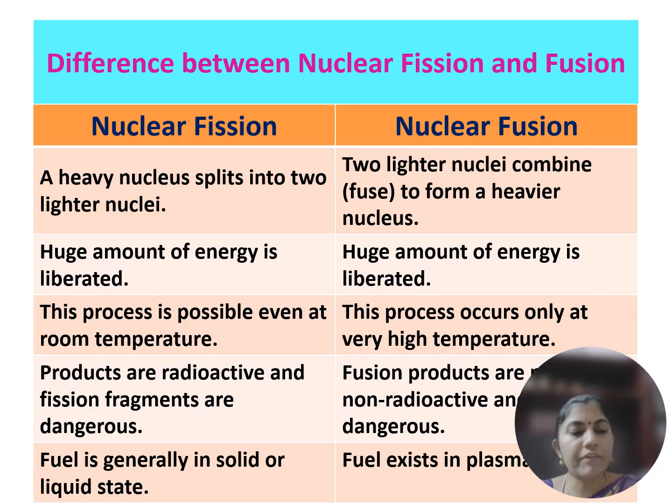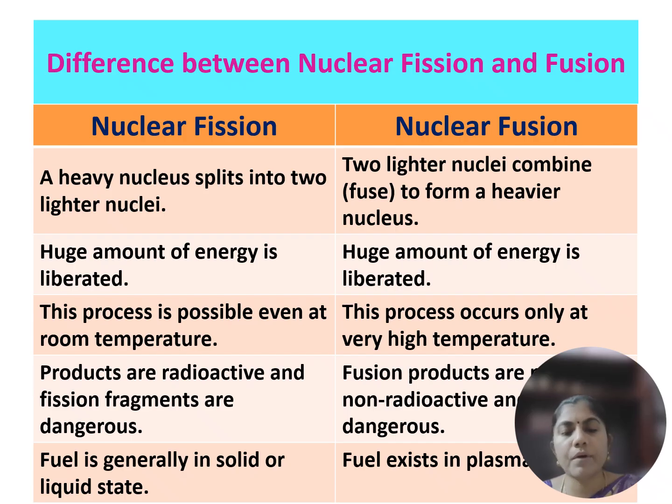Let's now briefly compare nuclear fission and nuclear fusion. In nuclear fission, a heavy nucleus splits into smaller nuclei. In nuclear fusion, two lighter nuclei combine to form a heavy nucleus. In nuclear fission, a huge amount of energy is liberated. In nuclear fusion also, a huge amount of energy is liberated.